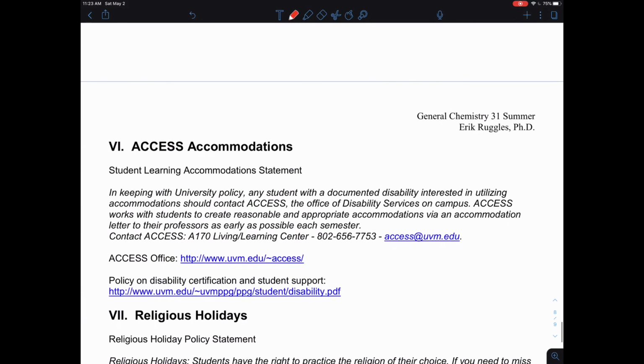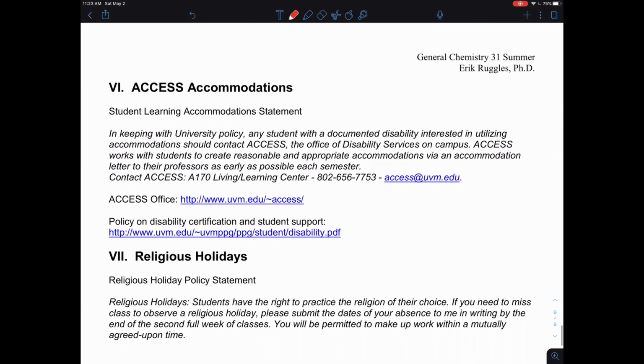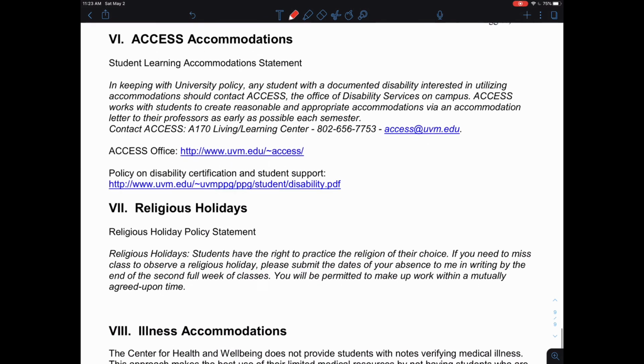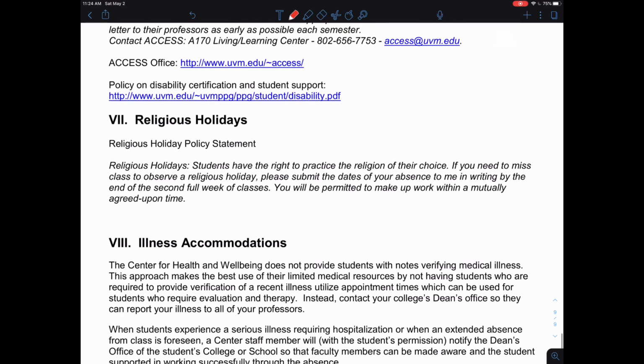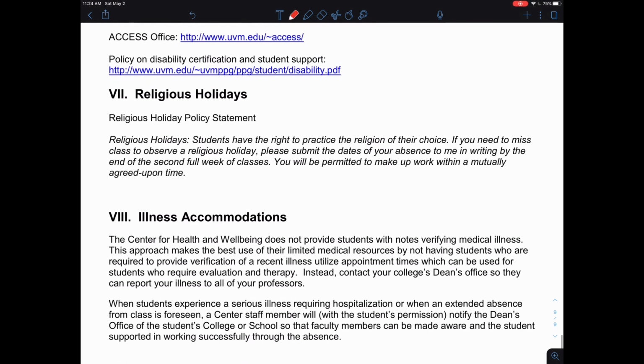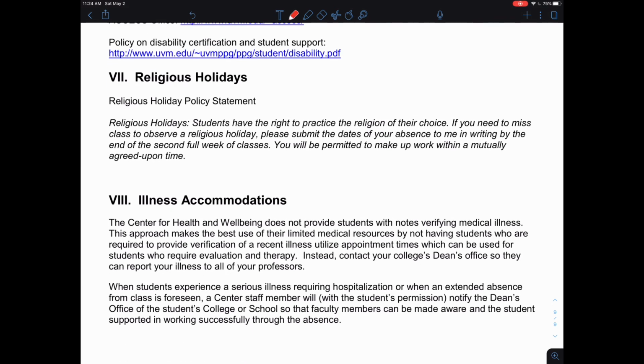And then lastly, access accommodations. If you have access, please contact me as soon as possible. Also, religious holidays. I don't keep up on all the religious holidays, so if there's an issue, you just need to let me know. As well as illnesses, please have the correct verification process and whatnot. But the course is very fast, so hopefully we all stay very, very healthy.